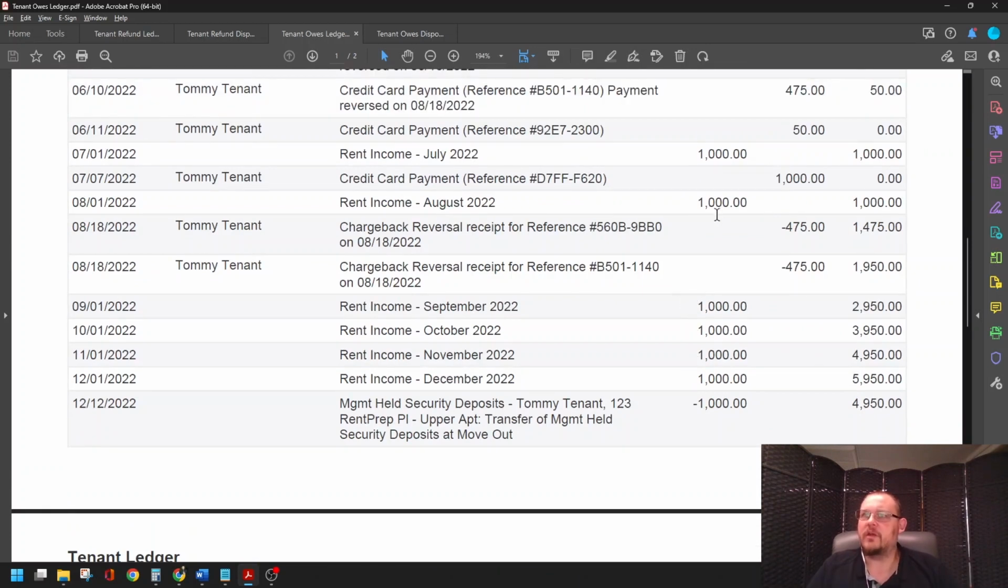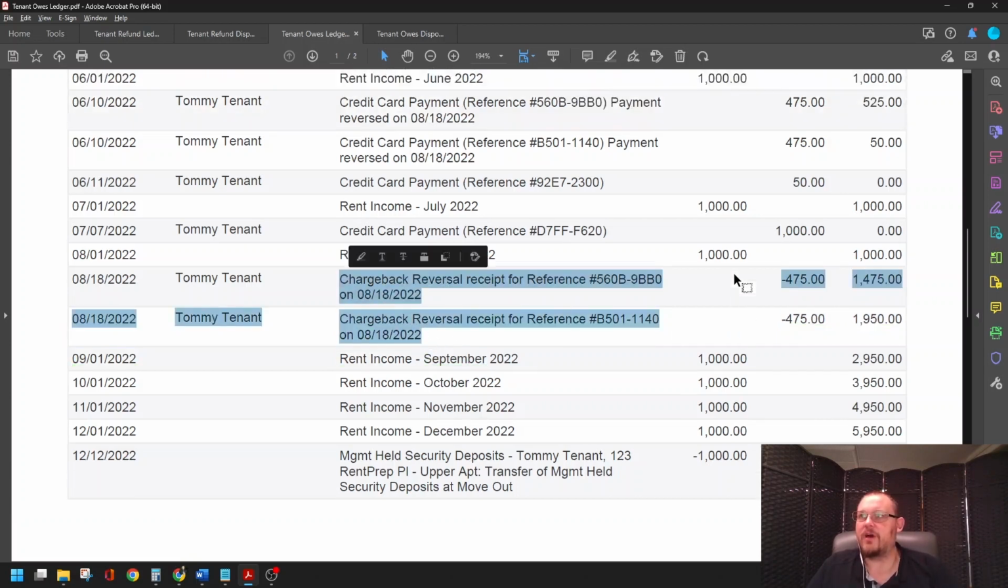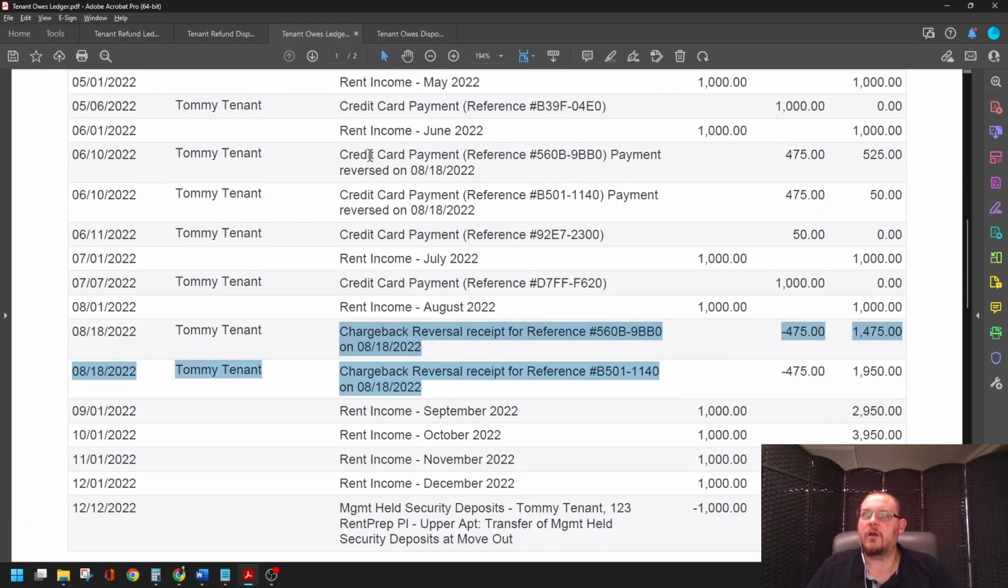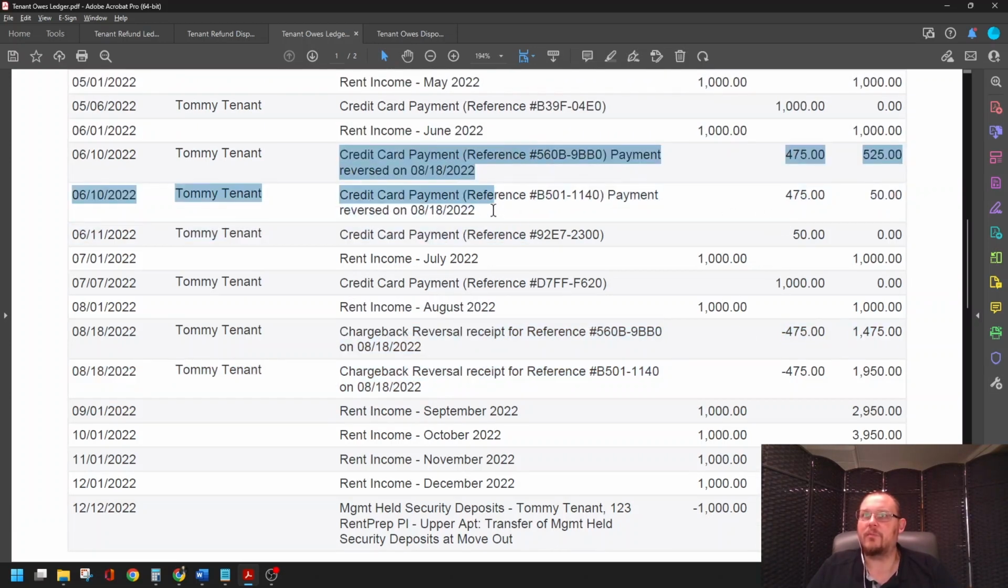And it's worth noting that this is where things started to fall apart here in the month of August. You can see that in the month of August, there were two chargebacks here for $475 and $475. That ties back to credit card payments that were made for rent payments back in the month of June. So unfortunately, 2 months after the fact, we ended up with the June rent being pulled back out of our bank account.